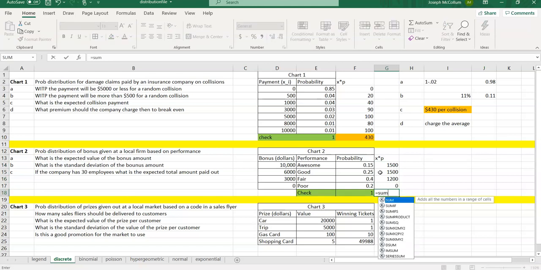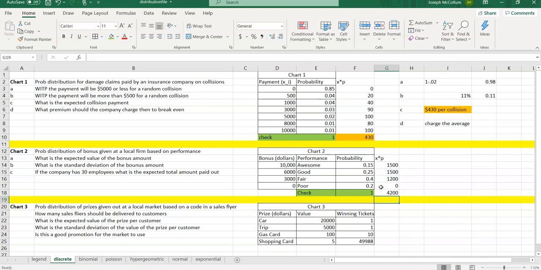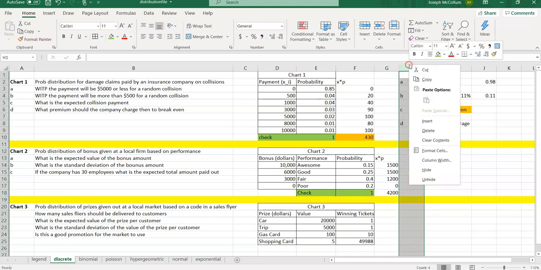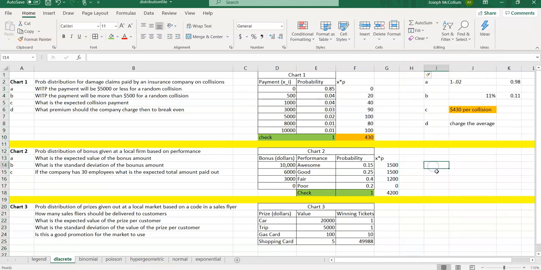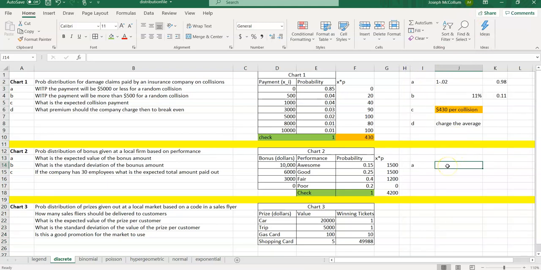Expected value is the sum of these. So I expect the payout for the bonus to be a typical 4,200. So I know, or I typically think, and I'm trying to give me a little bit more space, so I'm going to insert here. There we go. For A, I know the typical payout would be a bonus of 4,200 per employee. That's what I'm expecting to pay out per employee, 4,200.